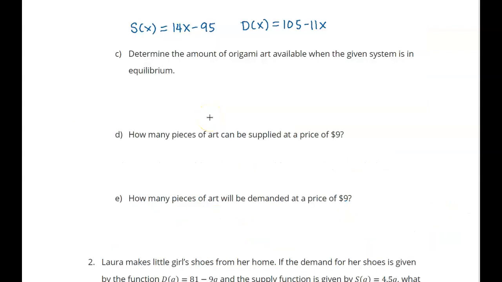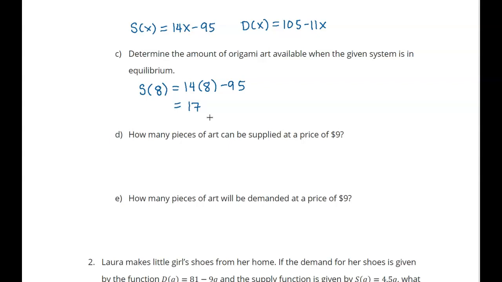For letter C, we want to determine the amount of origami art available when the given system is in equilibrium. So to answer this, we are just going to evaluate our supply function at the equilibrium point, which we got to be 8. So we're just going to evaluate S at x equals 8. That is 14 times 8 minus 95. And this is equal to 17. So that means that we have 17 pieces of origami art.